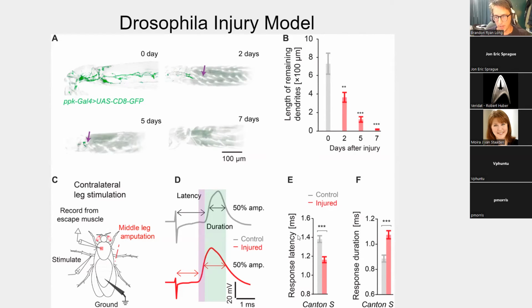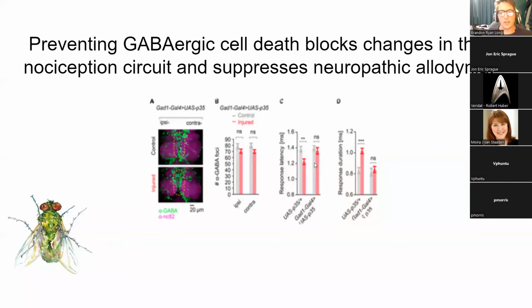And basically they showed that if you prevent this cell death, you don't really get this heightened sensitization in the contralateral limb. And these are just the response latencies for the limbs. This is the prevent GABAergic cell death condition. You're not going to have these increased response latencies that you see. You're not going to have allodynia. If you prevent it, you don't really have any significant differences here. If you don't, you do.